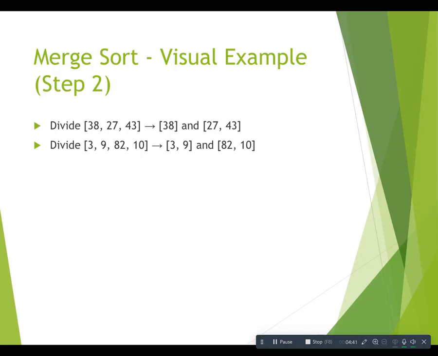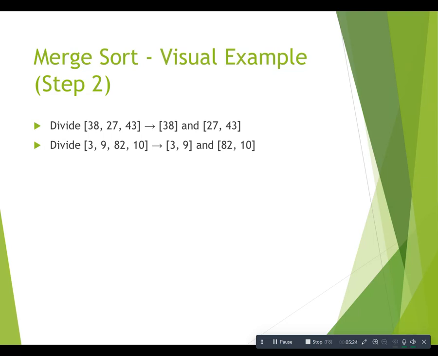So in the first half there were initially 3 elements, so we are again subdividing it. When you are dividing an array of 3 elements, the midpoint will be 0 plus 2 by 2, that means 1 will be the midpoint. 38 is one half, and the remaining 2 elements constitute the second half. So 38 cannot be divided further, but the array having 27 and 43 will be divided once again, which we'll see in the next slide.